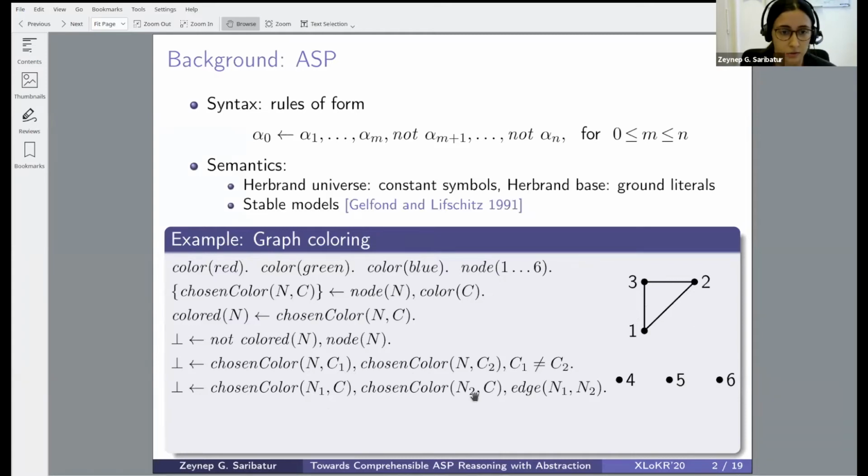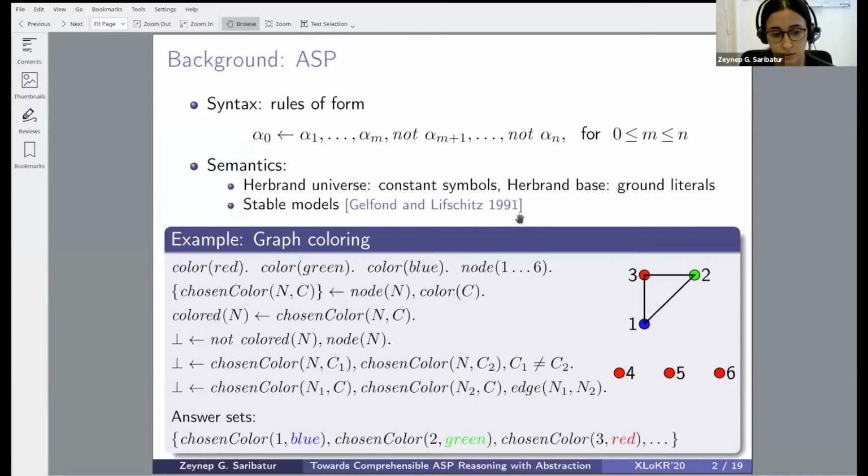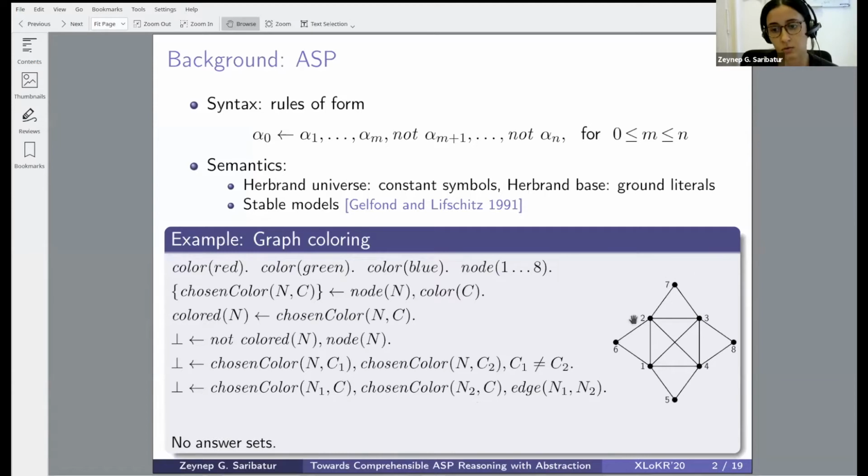And the semantics relies on the notion of stable models introduced by Gelfond and Lifschitz. For this instance, the answer sets, the models that you get for this program, would give a coloring for this instance. And if you give another graph instance, which is actually not colorable, then you would get no answer sets.